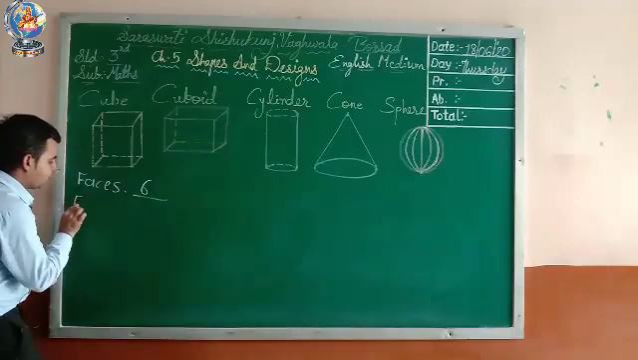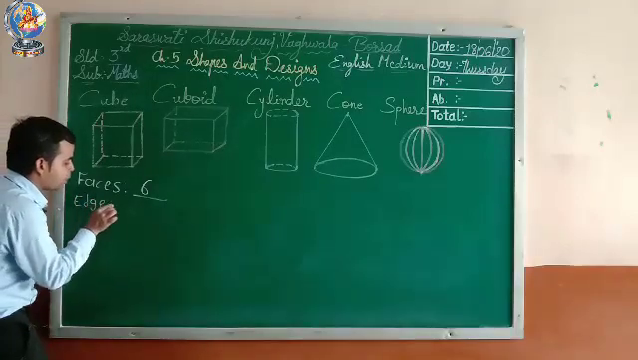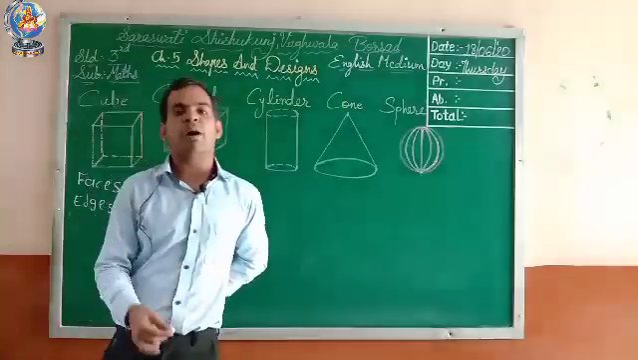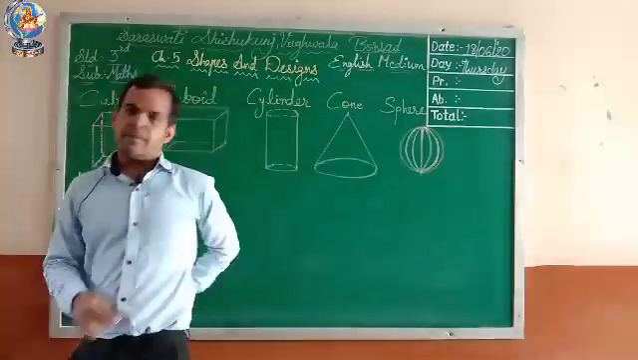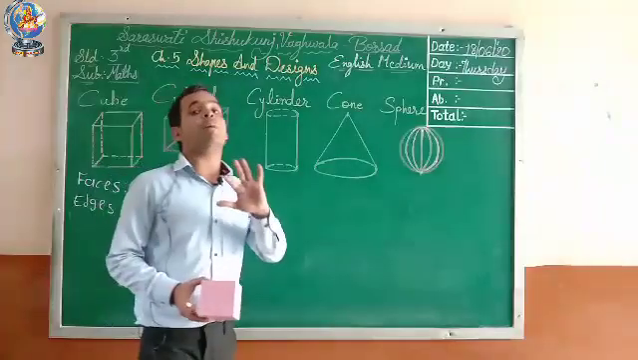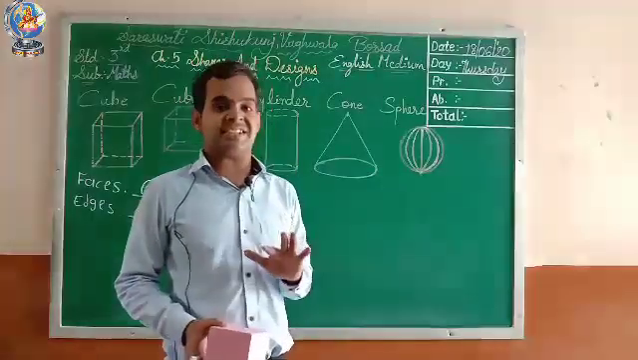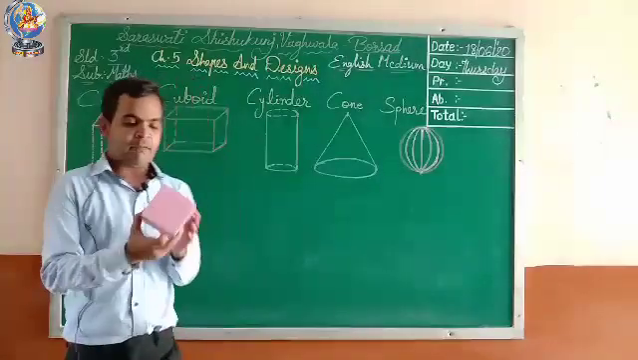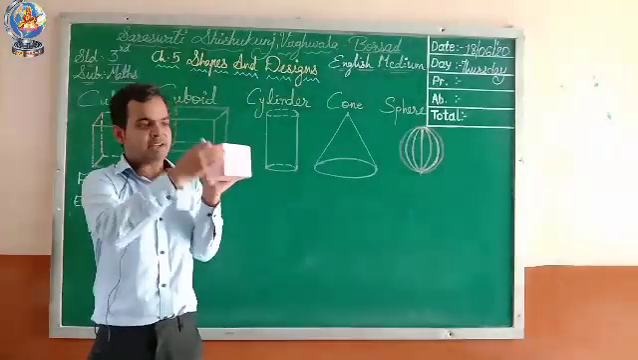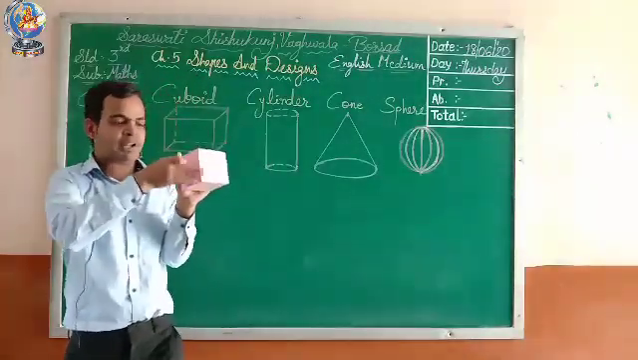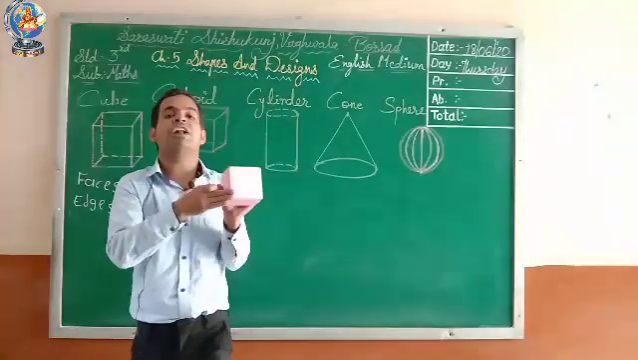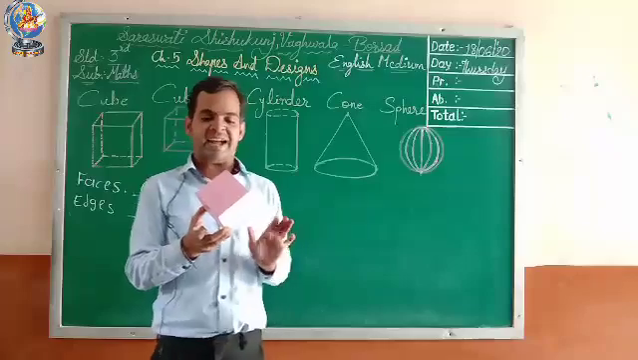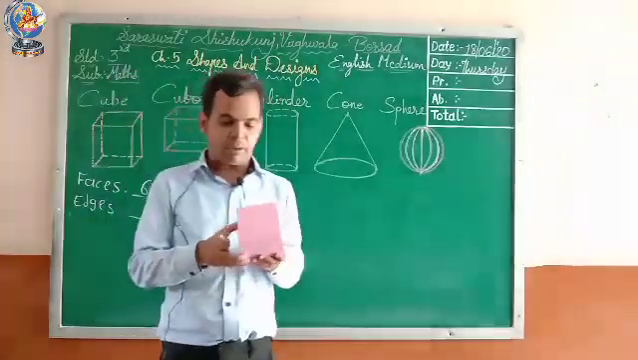Then now let's discuss the edges. You already know the definition of an edge. The line where two faces meet. For example, here two faces meet at this line segment, and that line segment we call an edge. So how many edges are there? Let's see about the edges.